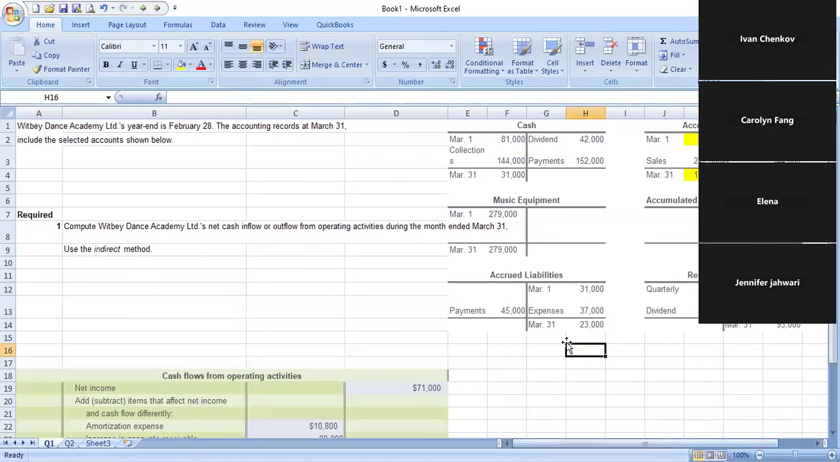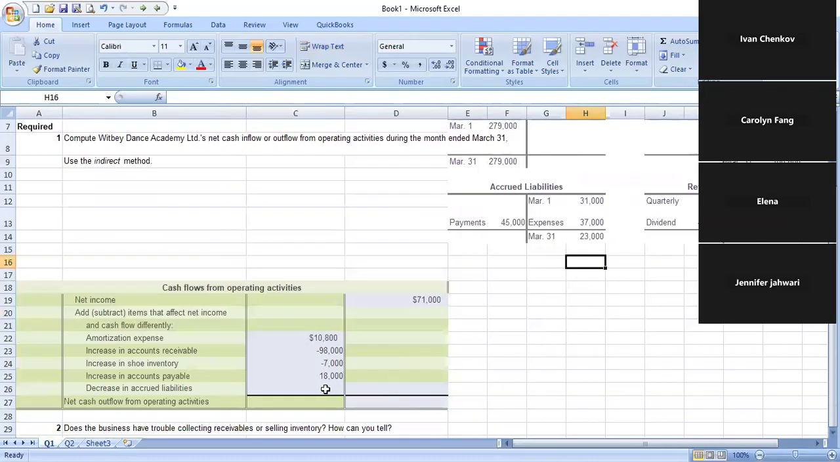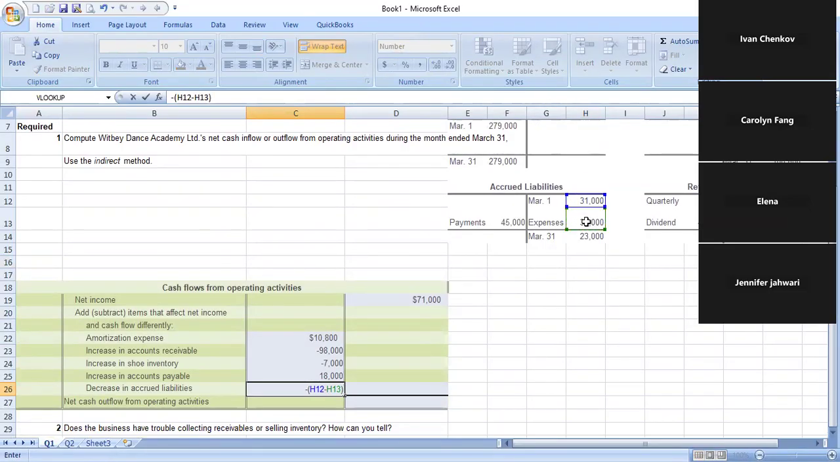So accrued liabilities. On the accrued liabilities, what you have to do is again negative bracket, beginning balance minus the ending balance. Close the brackets, and we're done.